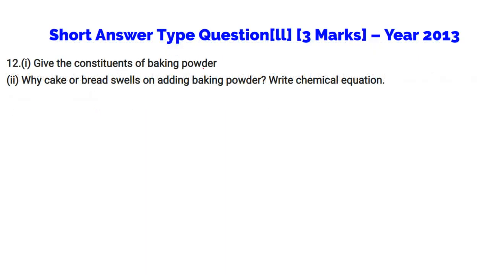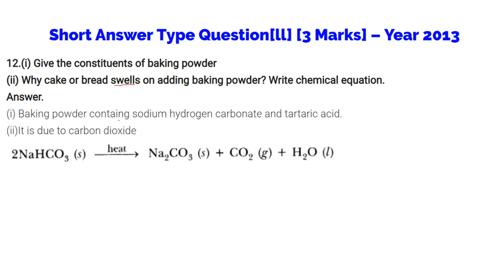Give the constituents of baking powder. Why does cake or bread swell on adding baking powder, that is, it becomes soft and spongy? We have to write the chemical equation as well. Baking powder contains sodium hydrogen carbonate and tartaric acid. These are the constituents of baking powder. For the second part, NaHCO3, that is the baking soda in the powder, forms carbon dioxide. It forms sodium carbonate and water also, but carbon dioxide is formed, and because of this the bread or cake swells.